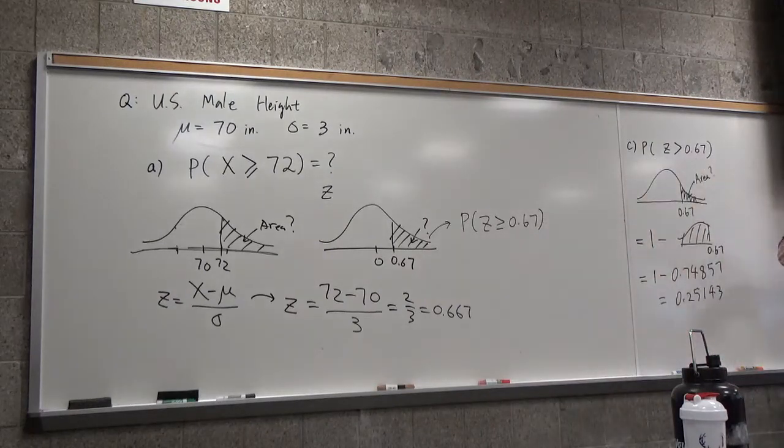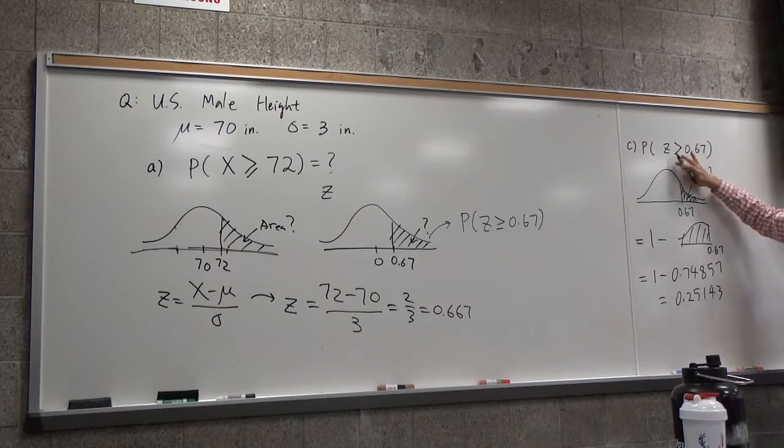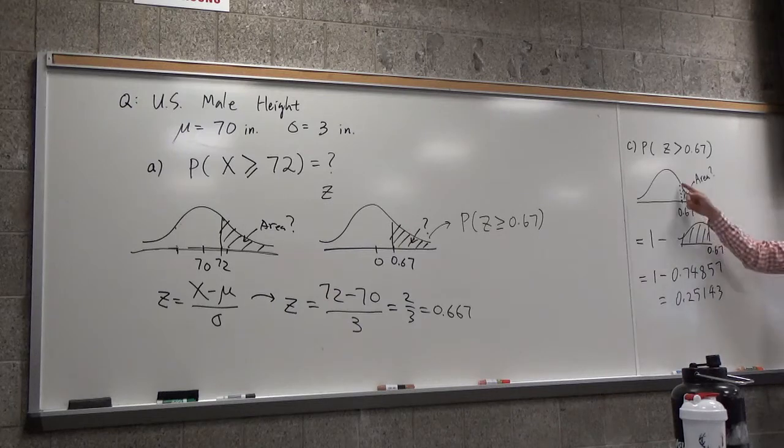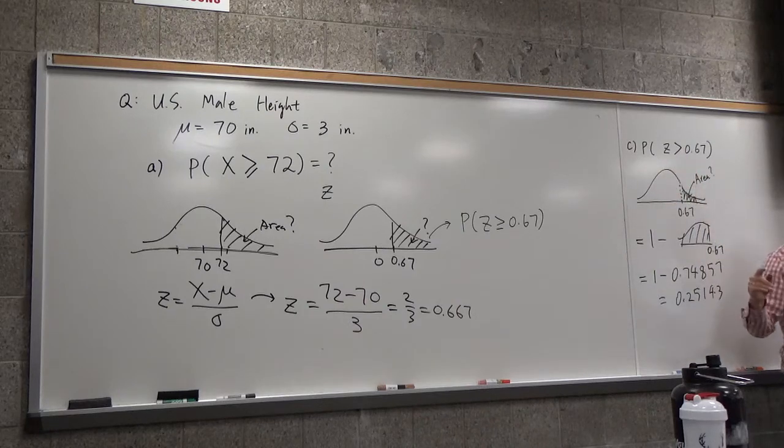Now, by the way, because this is a continuous random variable, having an equal sign or not doesn't matter. Excluding the equal sign just means that you're replacing this line with the dotted line, and taking a line away from the area doesn't change the area. A line has 0 area, right? So it doesn't matter whether you have inclusion or not.